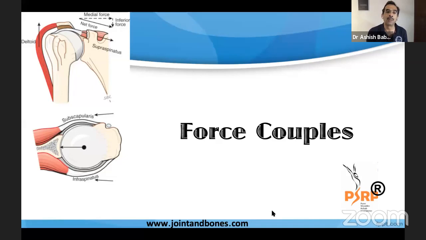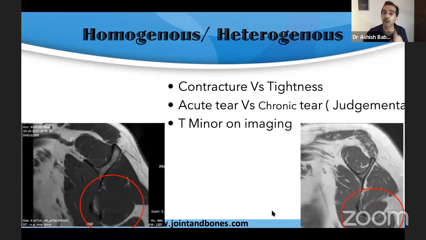The force couples, I leave it to Mansi to decide, but I've already discussed a few. She's going to discuss a couple more, so I will not snatch her thunder. But these are very important to understand biomechanics and rehab. A little bit about teres minor, which is disregarded and doesn't get its importance.